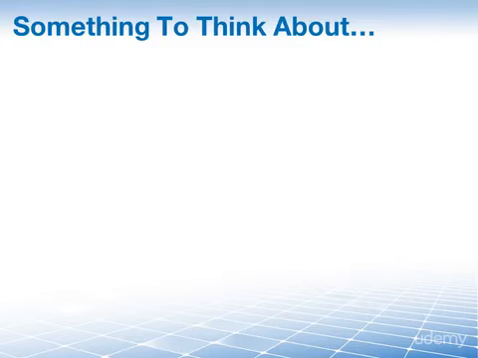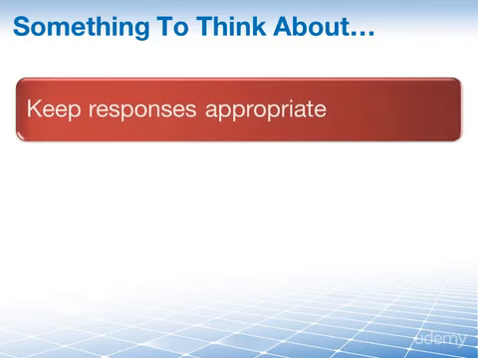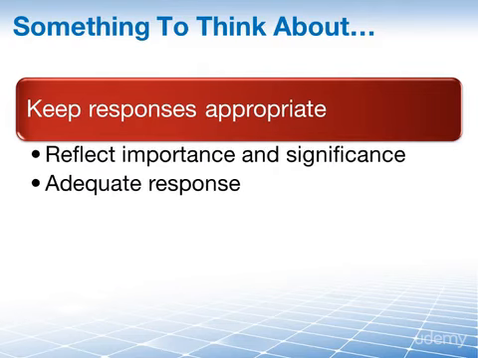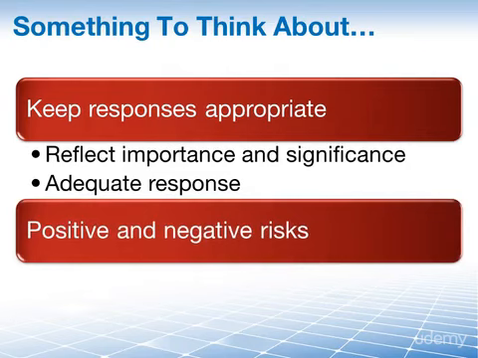There are two thoughts I would like for you to keep in mind as you develop your risk responses. First, keep your responses appropriate. Each response should reflect the importance and significance of the risk. We are not looking for overkill, just a response that is adequate for a single risk. Then you have the added difficulty of selecting the importance of each project risk. If you have several options of risk responses, then choose the right one, or at least the one that seems right at the time. Second, do not forget that risks can be both positive and negative.